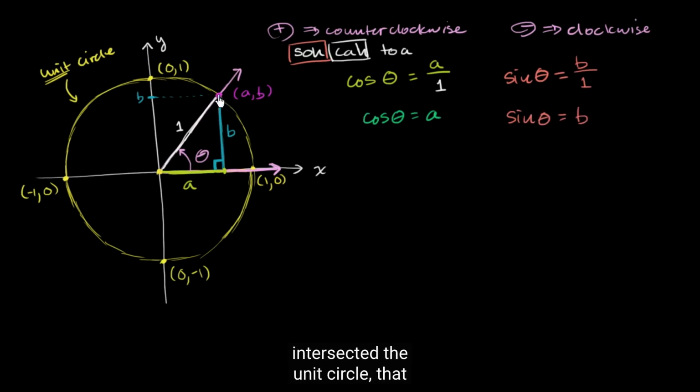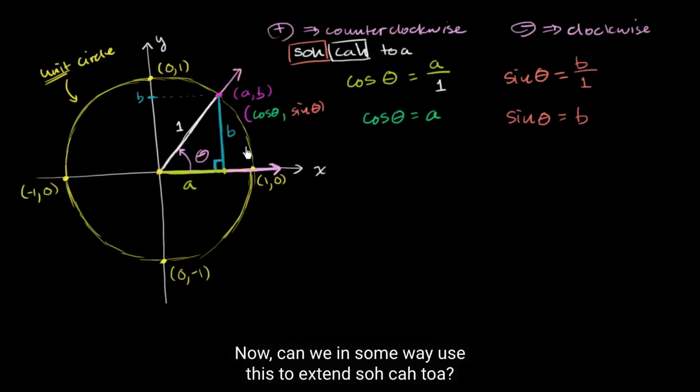So an interesting thing, this point where the terminal side of our angle intersected the unit circle, that point (a, b), we could also view this as a is the same thing as cosine of theta, and b is the same thing as sine of theta. Well, that's interesting. We just used our SOHCAHTOA definition. Now, can we in some way use this to extend SOHCAHTOA?